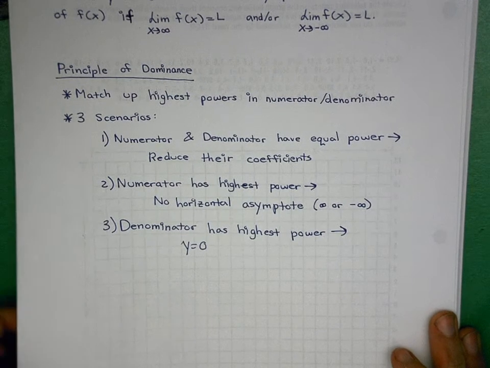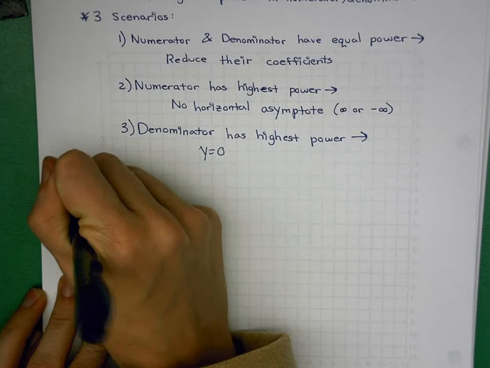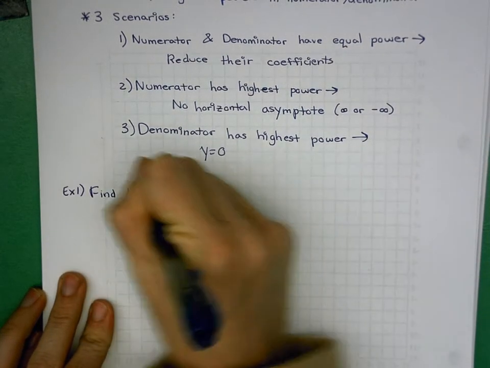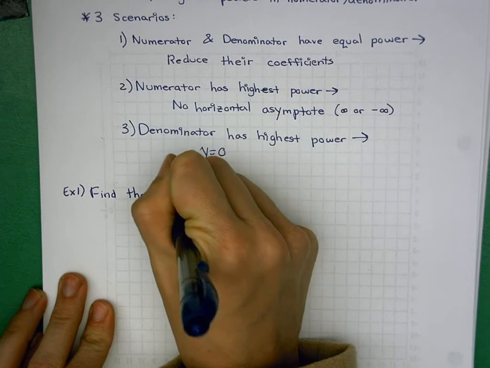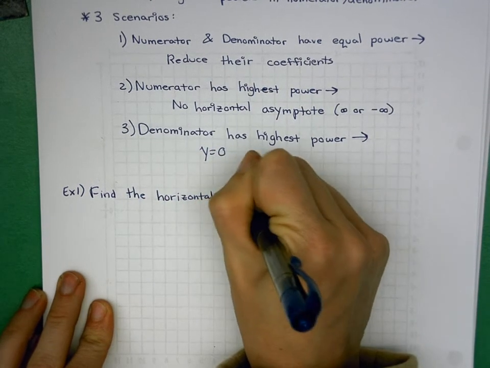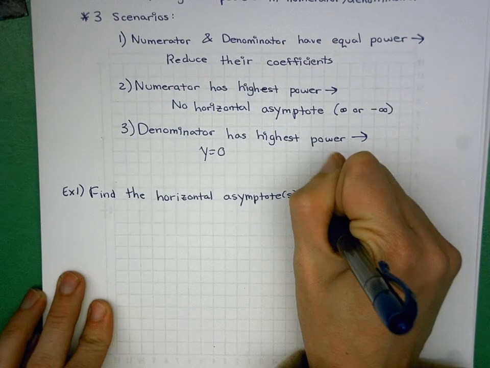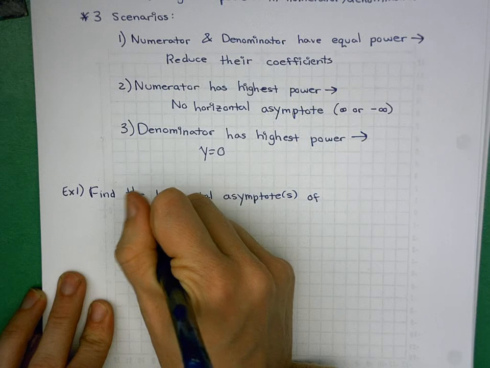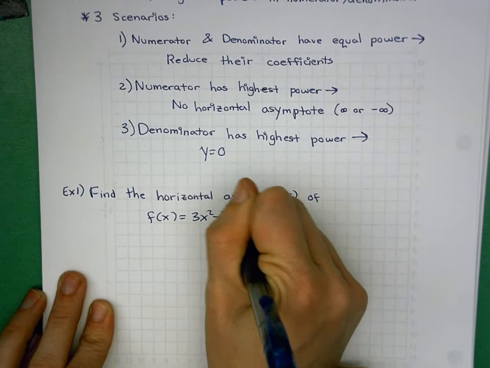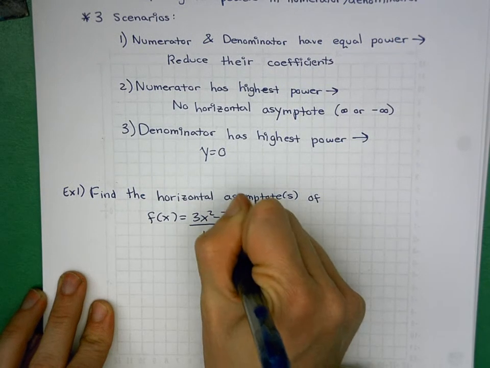Okay, so we're going to do several examples here modeling this. Example 1, we are going to find the horizontal asymptote, or asymptotes, of f of x equals 3x squared minus 7x plus 4 all over 11 minus 5x squared.